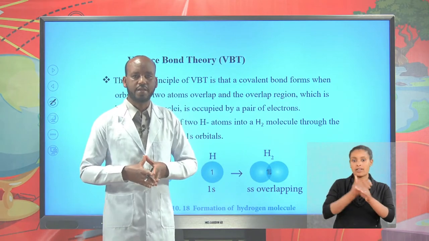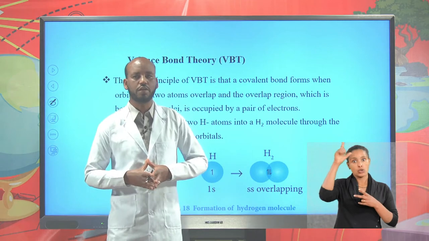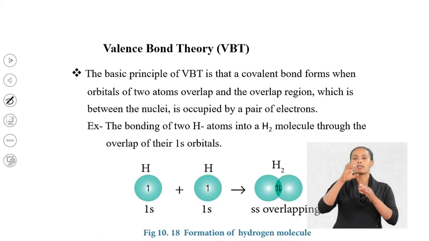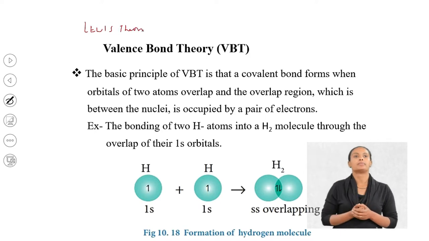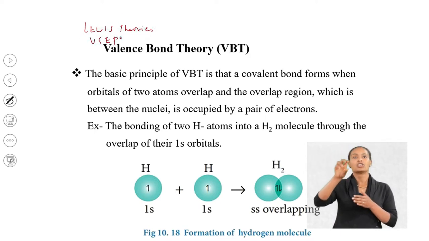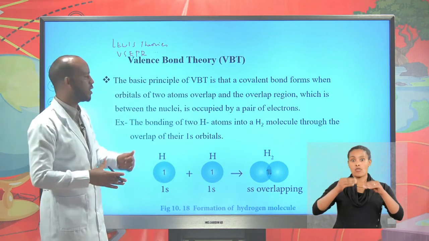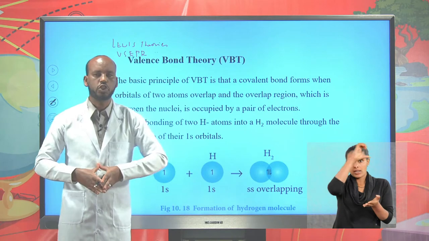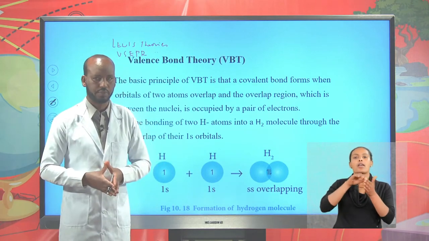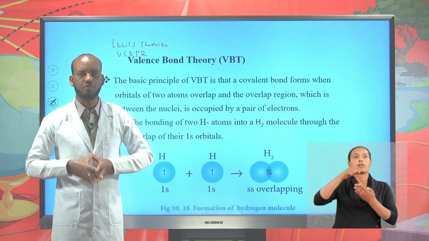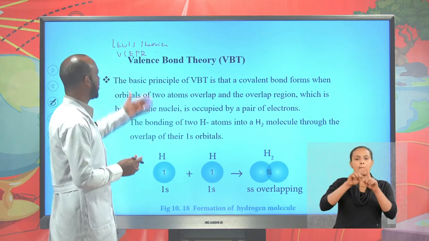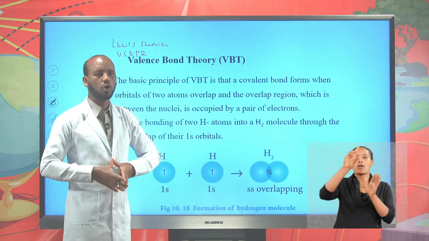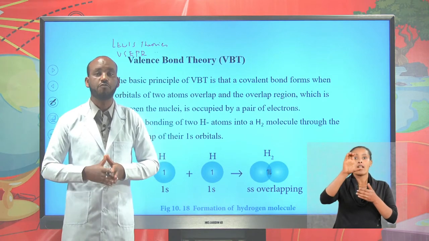In our previous lesson, we have seen the Lewis theory and valence shell electron pair repulsion theory. Lewis theory provides a simple way of predicting distribution of valence electrons in a molecule. Valence shell electron pair repulsion theory provides a simple way of predicting geometry of molecules, but neither of these models tells how a covalent bond is formed.